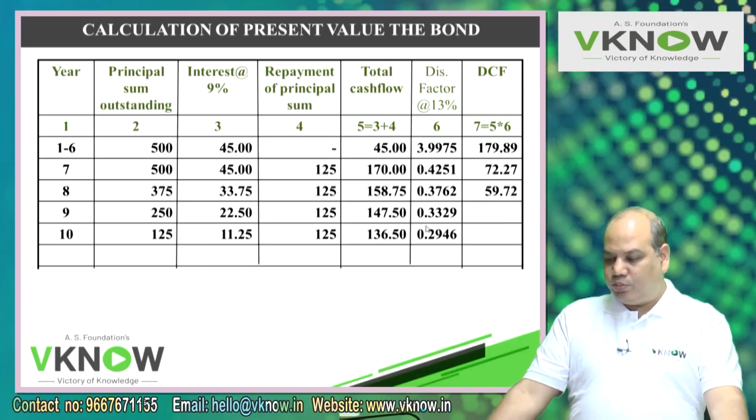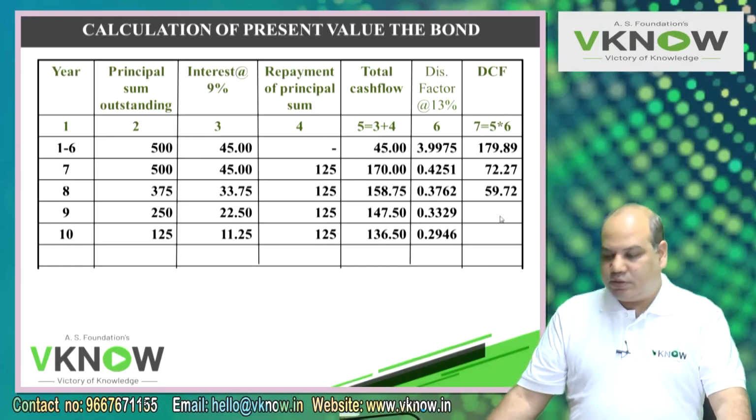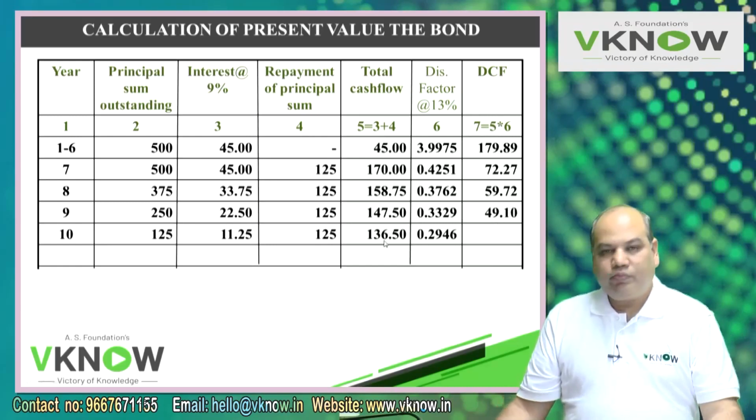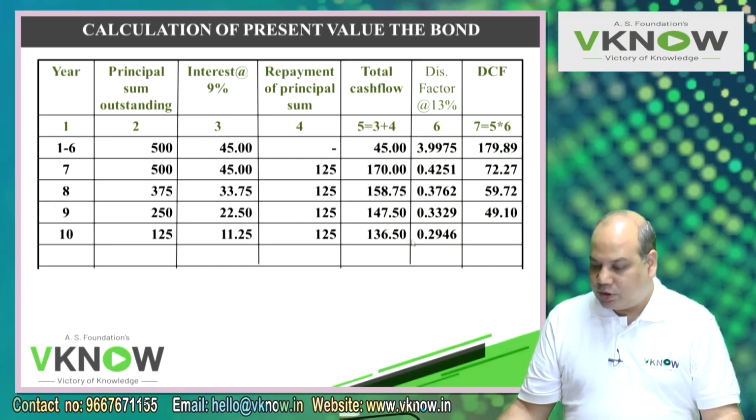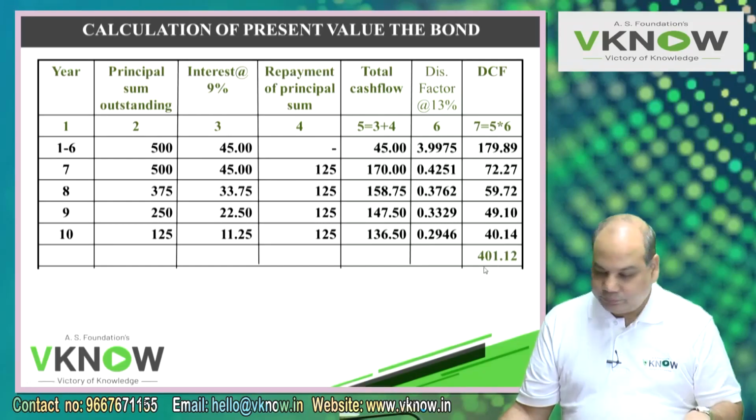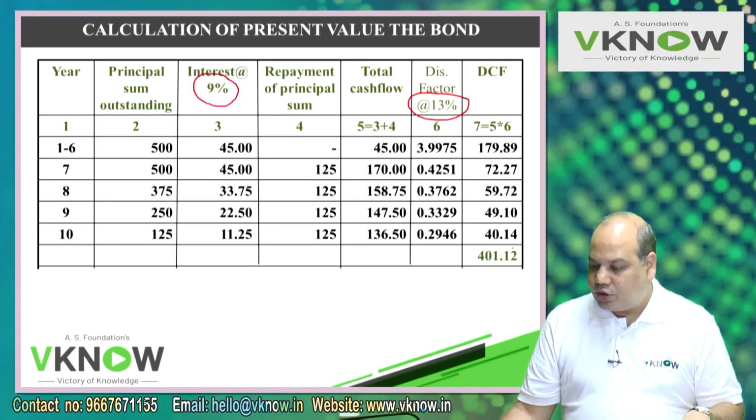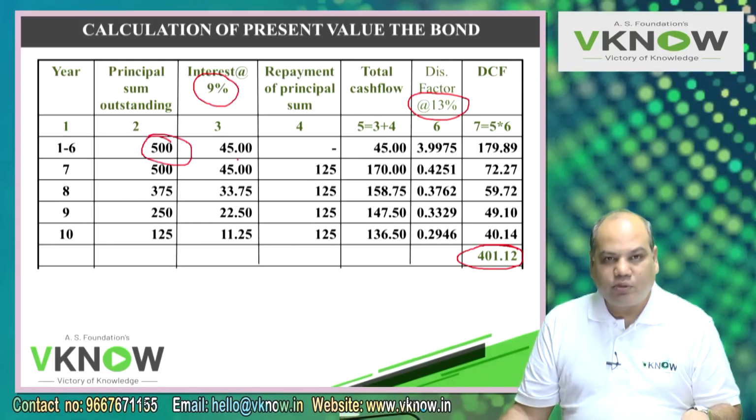147.50 into 0.3329 equal to M plus is 49.10, and same thing here, 136.50 into 0.2946 and that is 40.14, and the total comes to 401.12. Again I will ask you to observe, coupon rate is 9%, discount rate is 13%. So therefore the present value of the bond is lower than the face value of the bond.